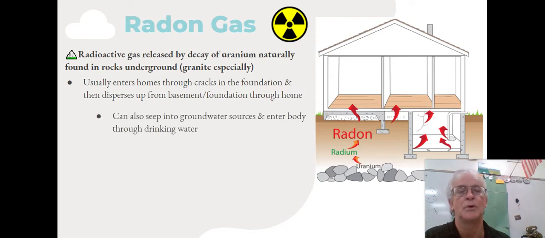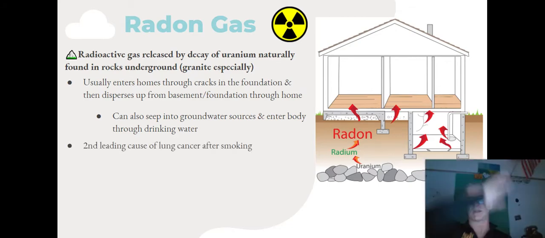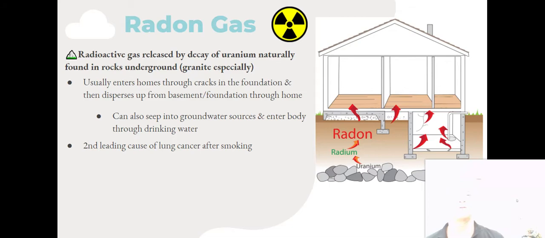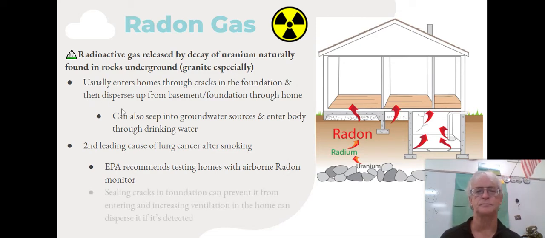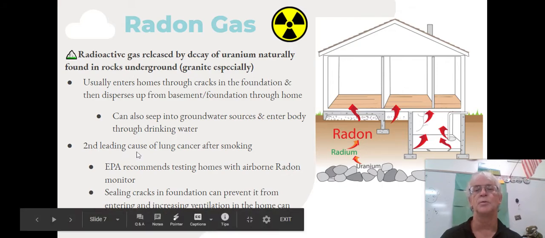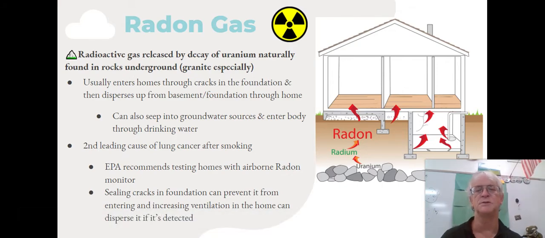It can also come through the groundwater and come into the body through the drinking water. It's the second leading cause of lung cancer after smoking. EPA recommends testing homes with airborne radon monitors. You can get that at your local hardware store. So if you're going to college soon, and you're going to live in an apartment or something like that, you may want to get radon tests done. If you do find radon, you need to seal the cracks in the foundations to prevent it from entering into the home.